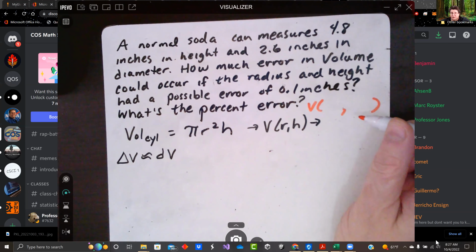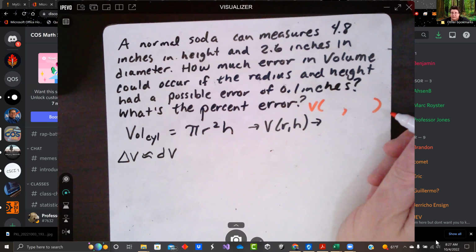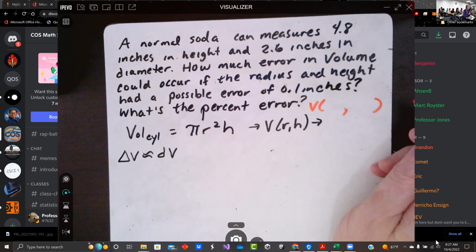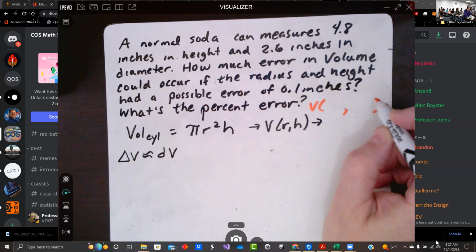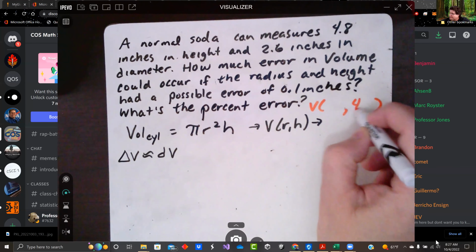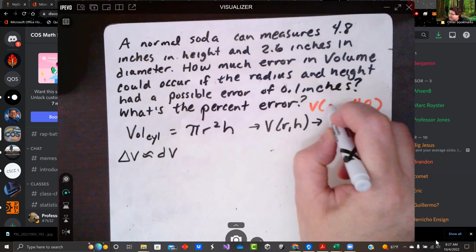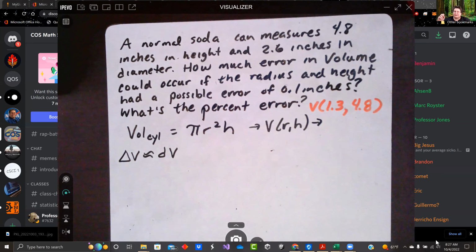So what is R and H in this problem? 4.8 and 1.3. Yes, make sure that you recognize that it's diameter listed above, not radius.